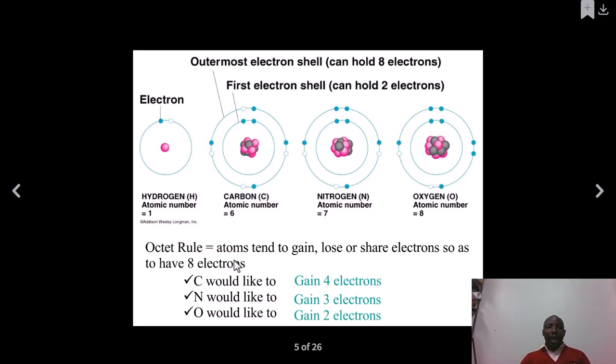You see, the octet rule is that an atom tends to gain or lose or share electrons in order to have 8 electrons on the outermost shell. For example, in this case of carbon, hydrogen cannot, because hydrogen cannot have 8 electrons. It means it cannot accept 7 electrons, yet it can even lose 1 electron, but the 7 electrons cannot be accepted.